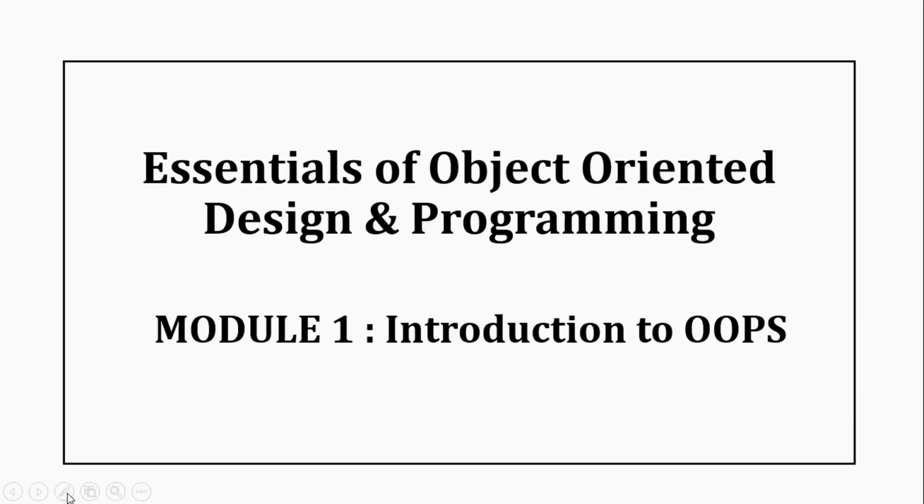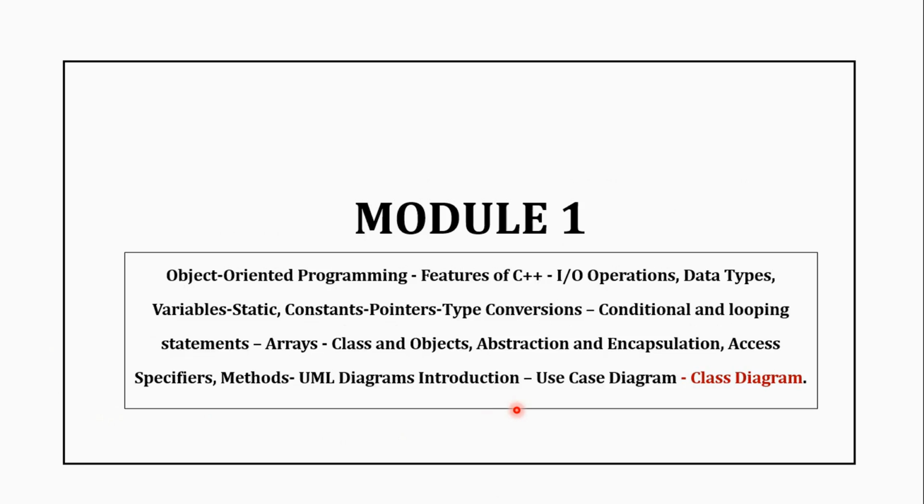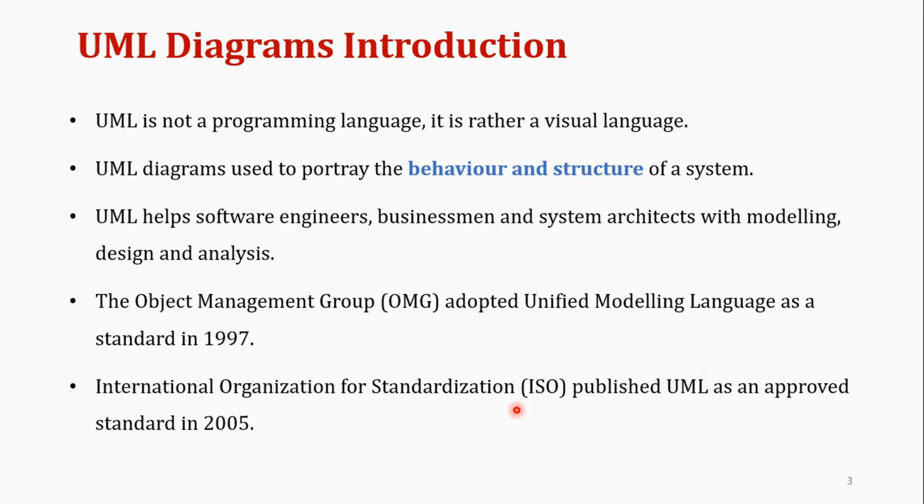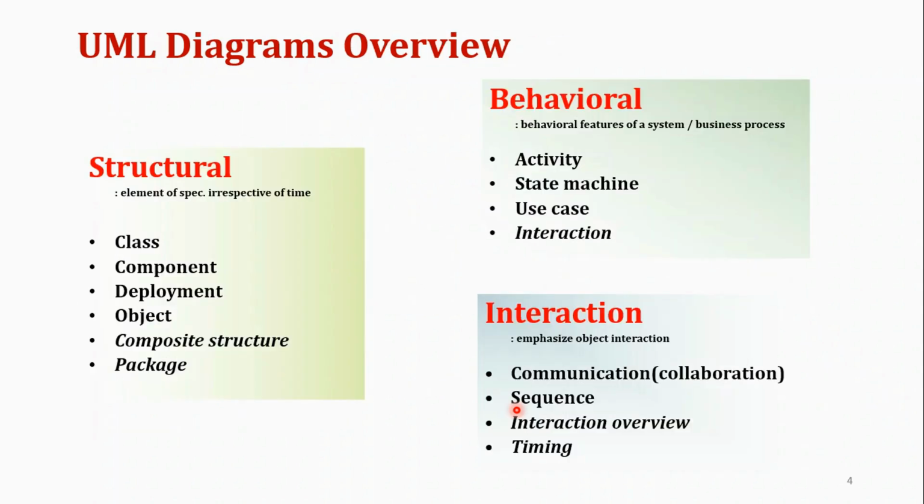Hi everyone, welcome back to the course Essentials of Object-Oriented Design and Programming. We are in Module 1, Introduction to OOPS. In this session we will be discussing the UML class diagram. In the last session we discussed what UML diagrams are. It is a visual representation of the software system. It gives us the behavior and the structure of the software system, generally used by software developers and architects for designing software.